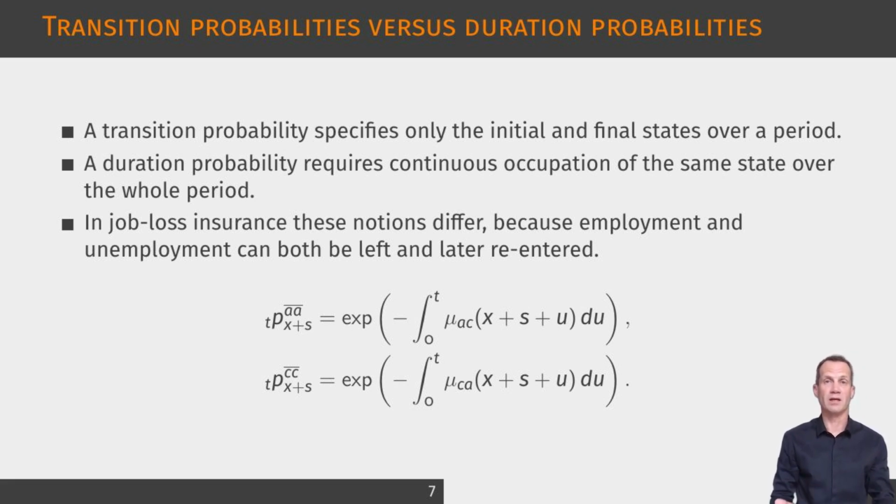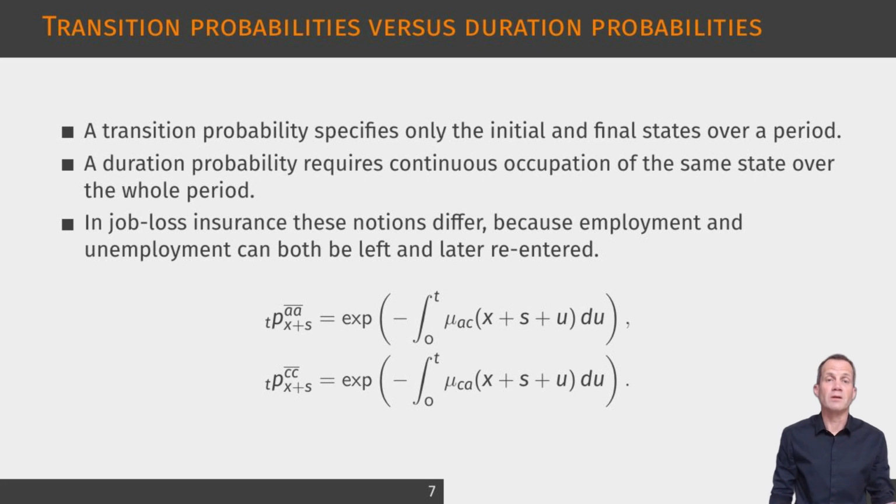For the employed state, it is the probability of no job loss during the period. For the unemployed state, it is the probability of no return to employment during the period. In the earlier mortality and disability models, same-state transition probabilities often coincided with duration probabilities because the relevant transitions were one way. Once a state was left, it could not be re-entered. In job loss insurance, this is no longer true.